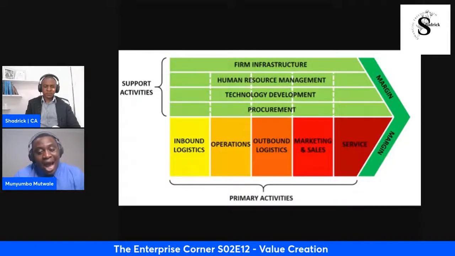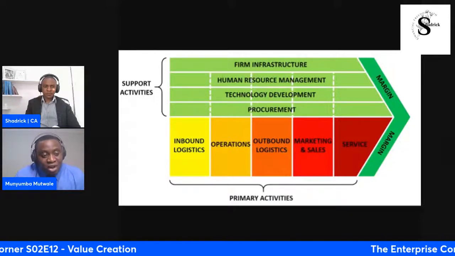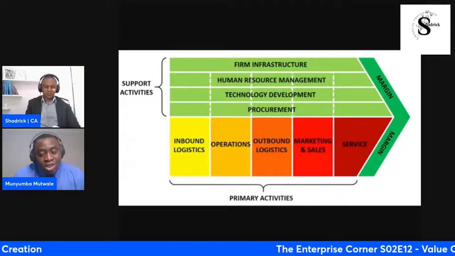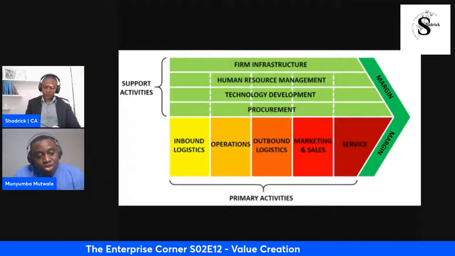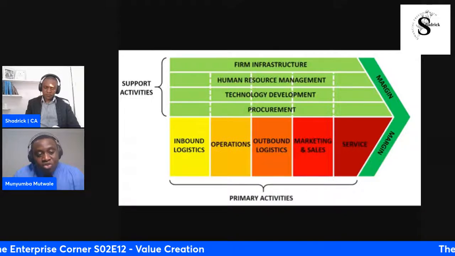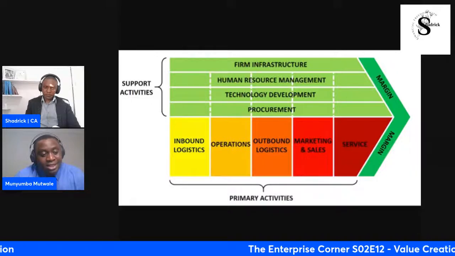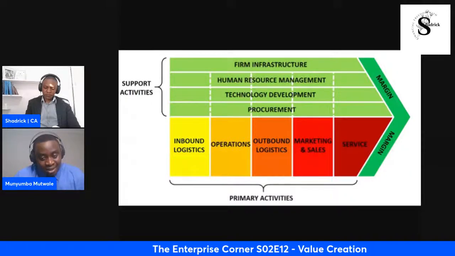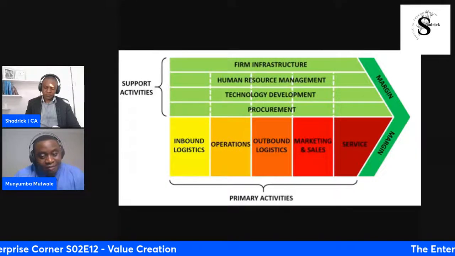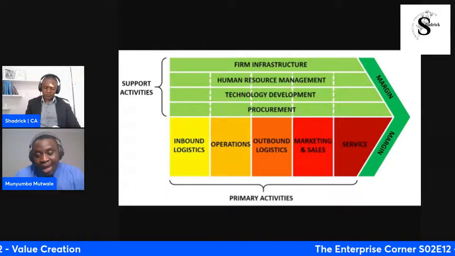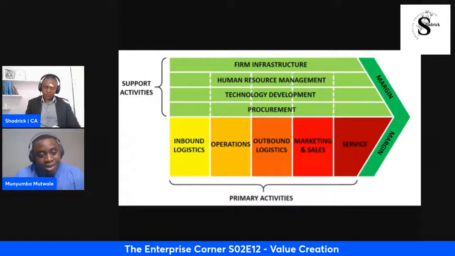The third one is outbound logistics. I've solved it. How do I get my product or service to my customer? This is your distribution network. This is how you get it out. Are you getting it through wholesalers? Are you getting it direct to consumer? What strengths do you have? I call this sending. So you source, you solve, you send, because you have to get it from your warehouse or your business to your customer. How does the product get there?